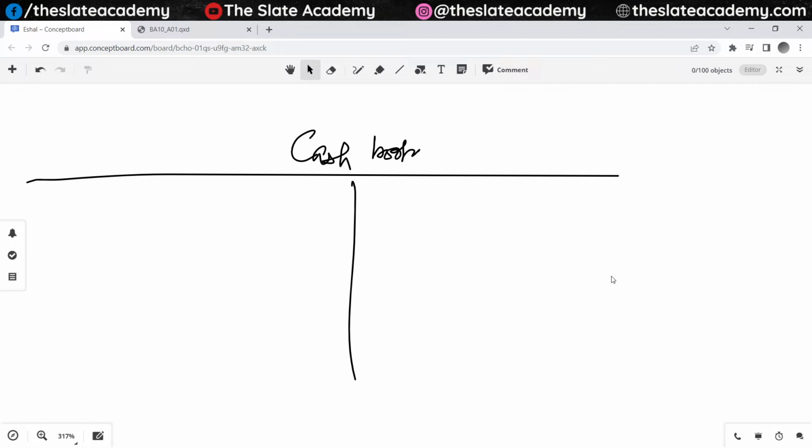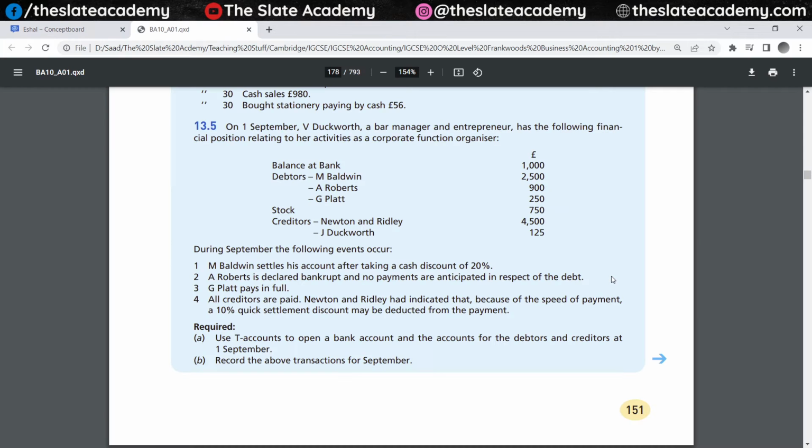Then the second format could be that in the same cash book, in the same T account, we have two accounts on the debit side and two accounts on the credit side. The two columns on the debit side represent cash and bank, and the two columns on the credit side also represent cash and bank. So that would be the two columnar cash book. And then we could have three columns as well, and those would be representing the discounts.